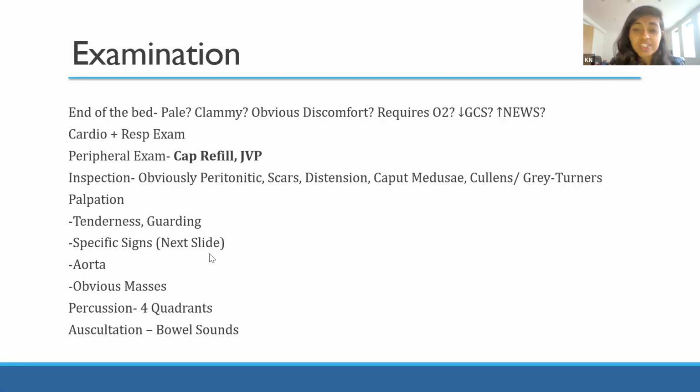Another thing you'd want to look for is coffee ground vomiting. It would look like coffee grounds, but that would suggest semi-digested blood being brought up. Fresh blood would suggest variceal bleeding potentially. So those are the big three when it comes to the color of the vomitus that you'd want to look out for.